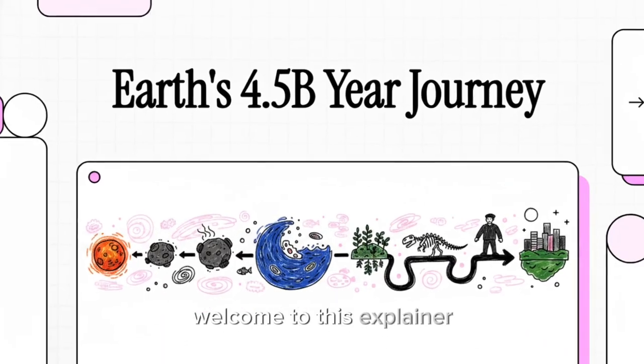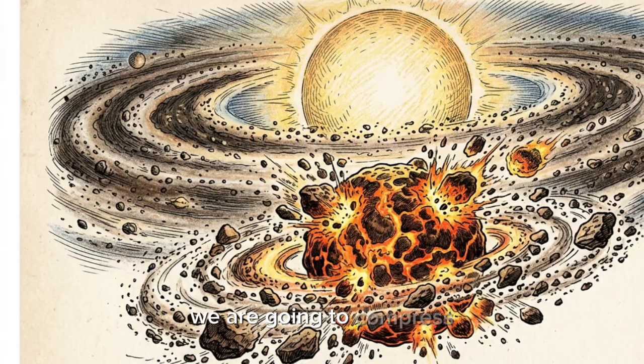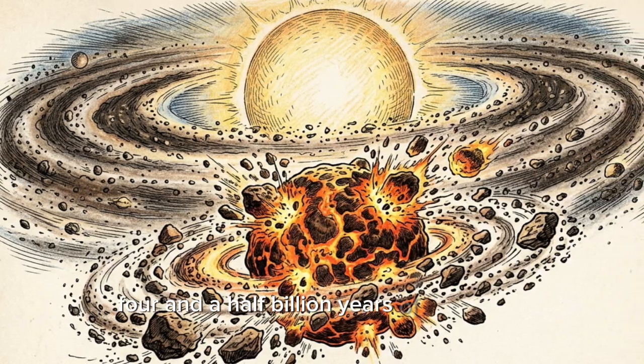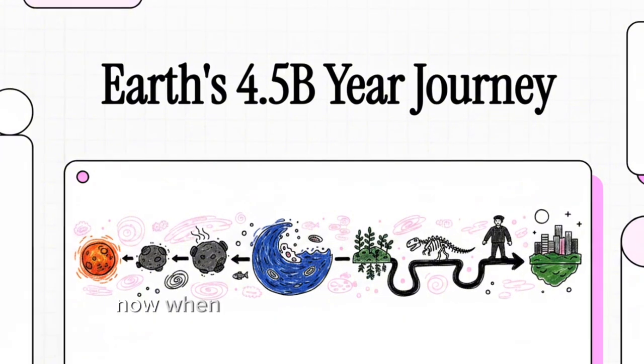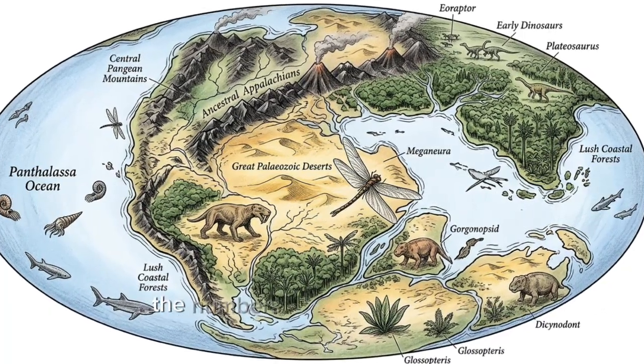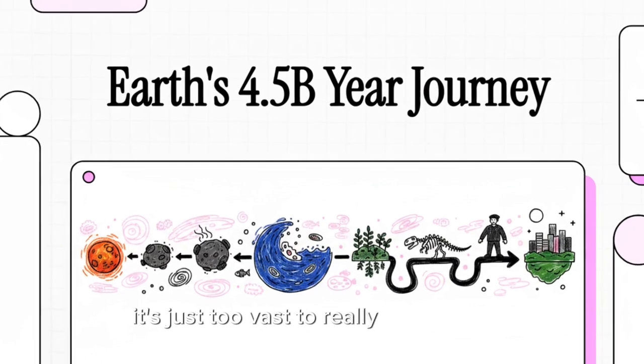Welcome to this explainer. Today, we're taking on a genuinely massive challenge. We are going to compress 4.5 billion years of planetary history into one single cohesive timeline. Now, when you're dealing with billions of years, the numbers kind of just become meaningless to the human brain, right? It's just too vast to really comprehend.